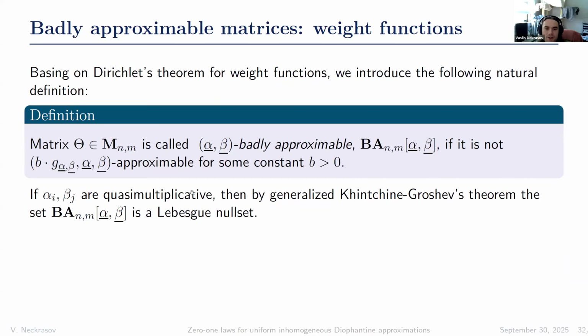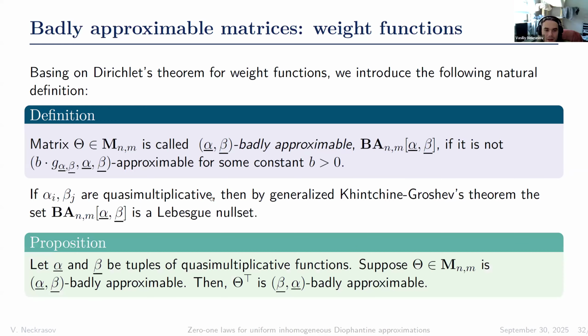We can define badly approximable matrices for general weight functions as well. That's what I mentioned the generalized Dirichlet theorem for. This set also has some nice properties. For example, it has measure 0, as follows from the generalized Khintchine-Groshev theorem. It also corresponds to bounded trajectories on the space of lattices, but I'm not talking about this right now. One of the properties is that the transposed matrix of a badly approximable matrix is still badly approximable.